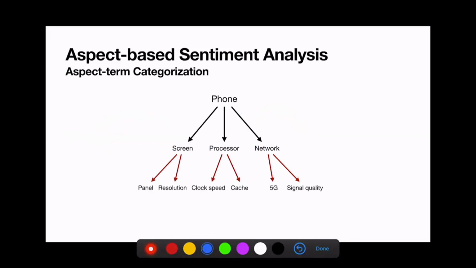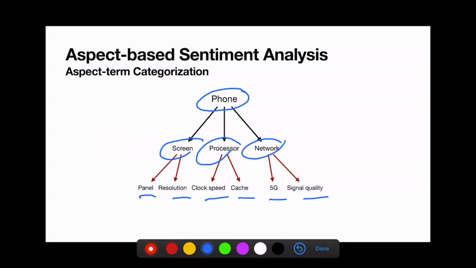Okay, so first is the aspect term categorization. Now, if we consider this hierarchy, see the aspect phone. Phone has multiple divisions like screen, processor, and network. Now, you can further classify the screen, processor, and network into these subcategories. Now, if I give you a sentence S, and in the sentence you find this signal quality. Suppose you are working in a company like Samsung, and your manager asks you to mine the reviews that Samsung Mobile receives, and you just give your manager the sentiment on signal quality, but your manager is very busy, and to understand it, he or she really needs to understand the whole hierarchy. So how do you do that? You would map signal quality to network, and from there, phone.